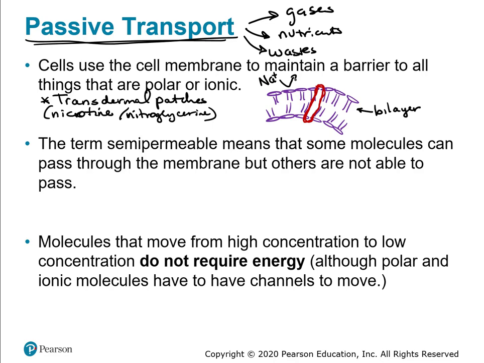But the cell has to be able to move things in and out. It has to be able to communicate with other cells. It has to be able to get nutrients and get rid of waste molecules. That is why they call the membrane of a cell semi-permeable. It's not completely permeable, because then things could move freely in and out. Instead, it's semi-permeable, and that means that some molecules can pass, but others cannot.